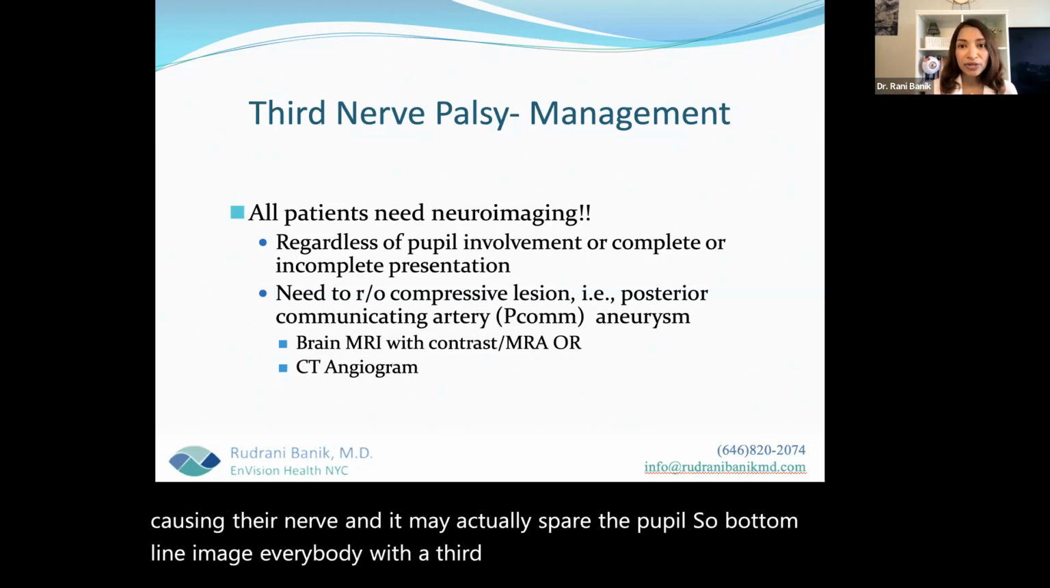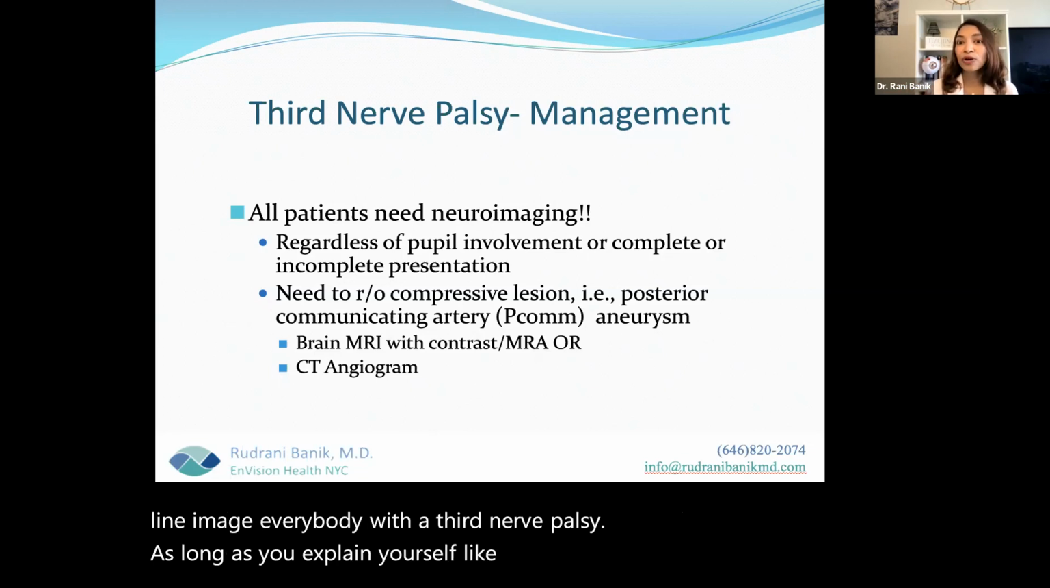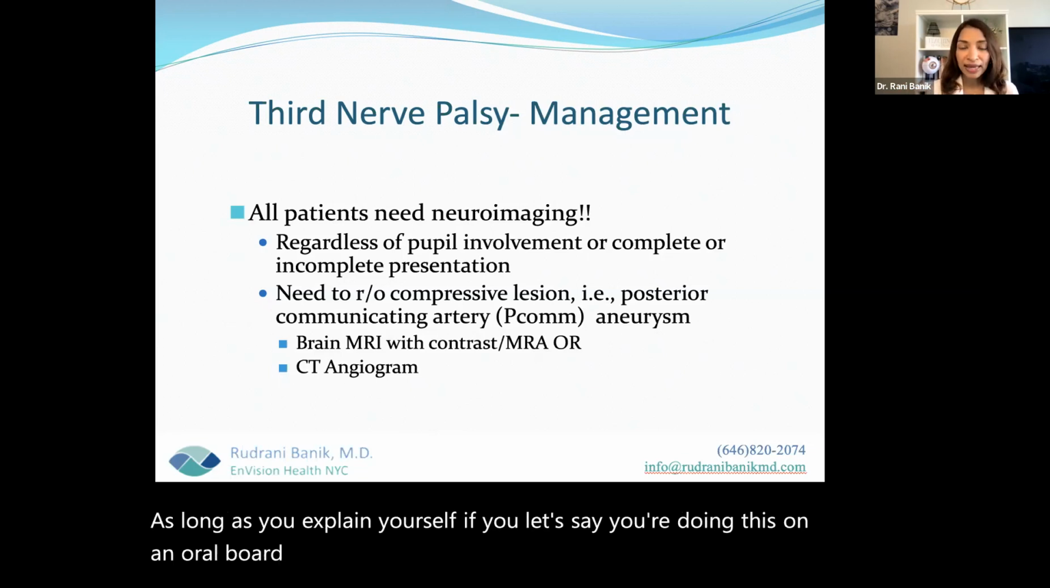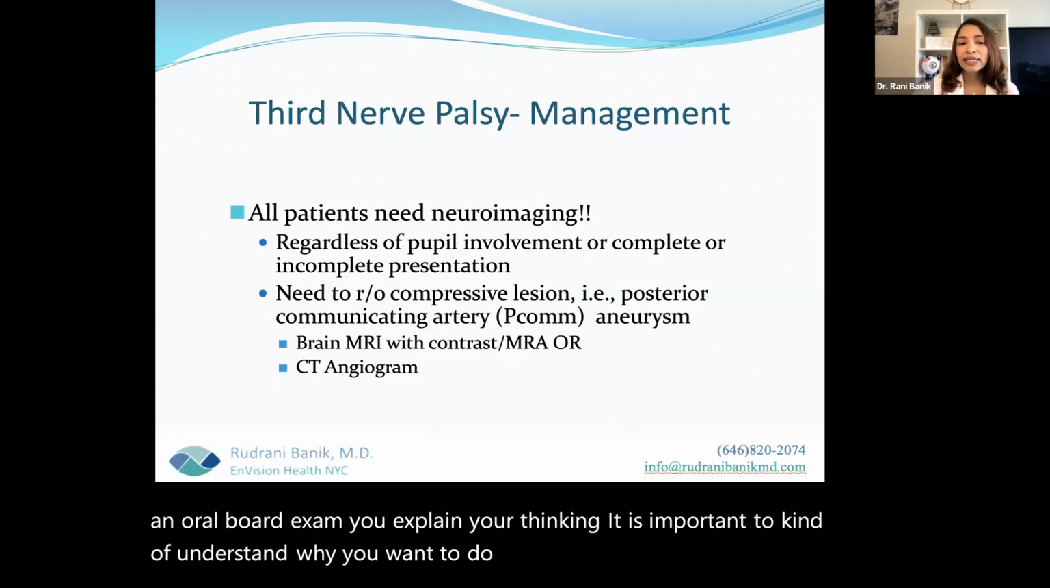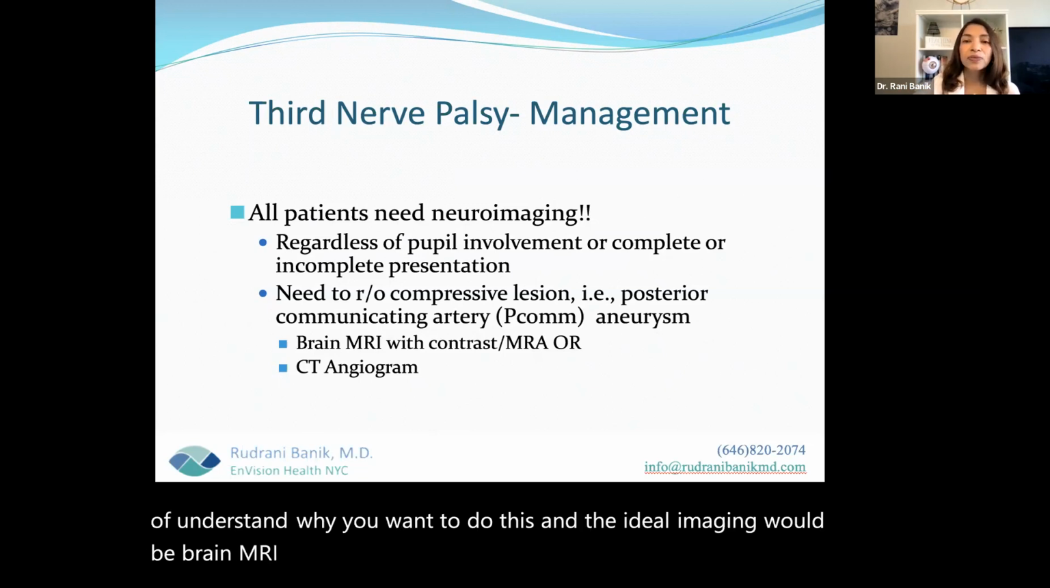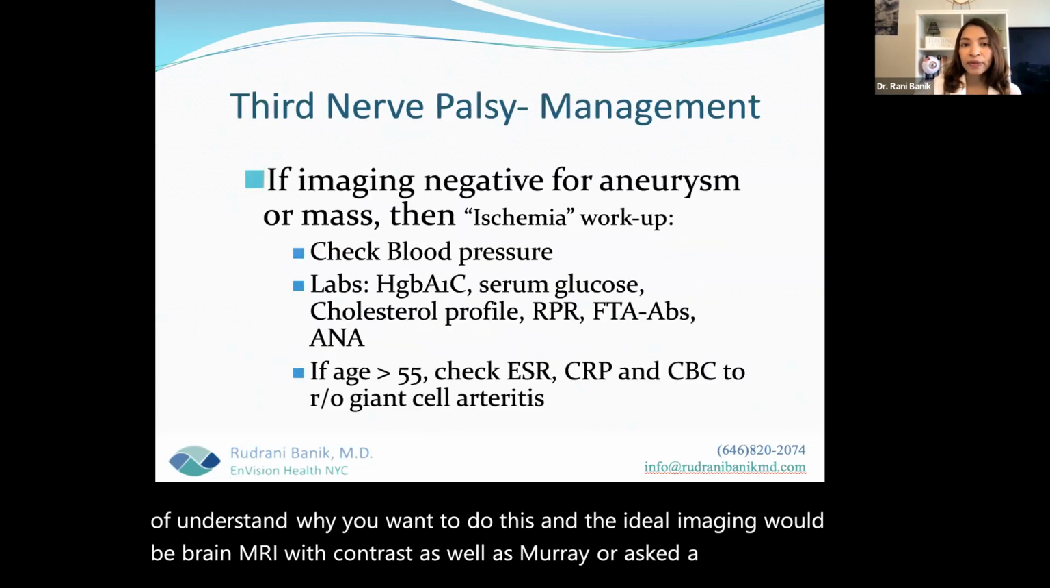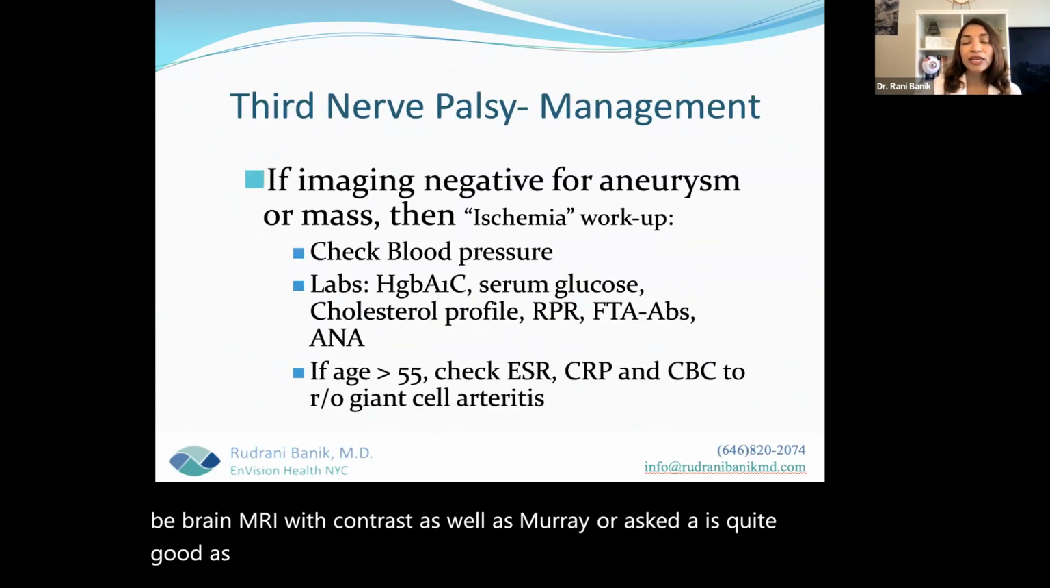As long as you explain yourself, like if let's say you're doing this on an oral board exam, you explain your thinking, it's important to understand why you want to do this. And the ideal imaging would be brain MRI with contrast, as well as MRA, or a CTA is quite good as well. Next, if the imaging comes back negative, you want to do an ischemia workup.